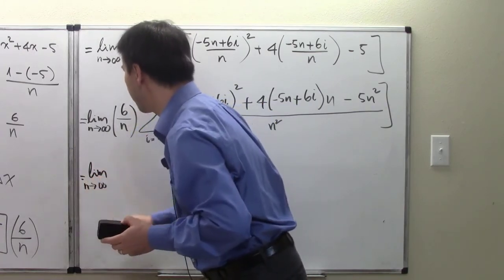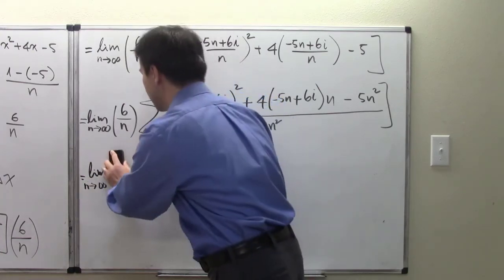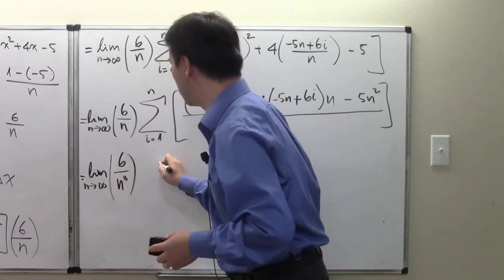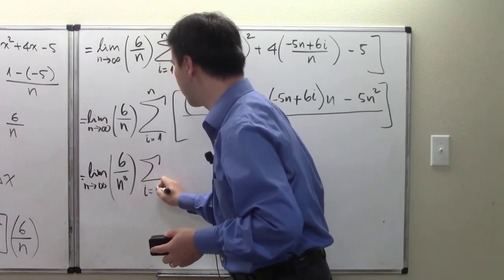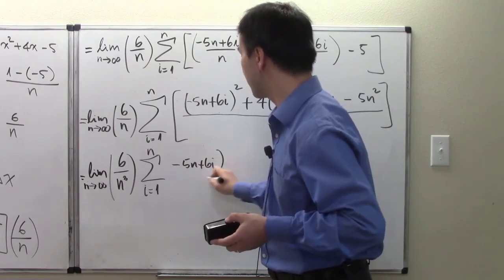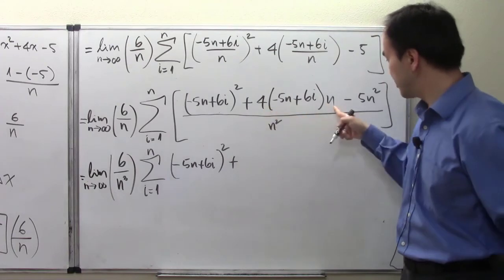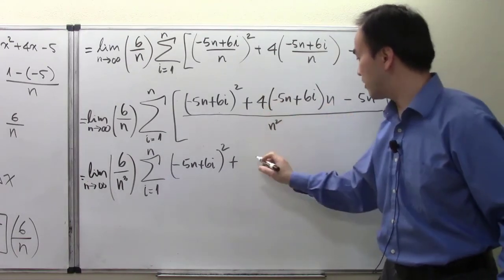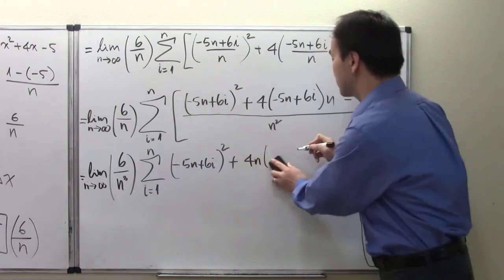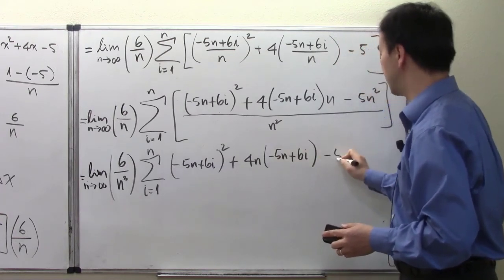And n approaching infinity. But now the common factor in front will be 6 over n cubed. And then we're going to multiply with the lengthy summation from 1 to n of the minus 5n plus 6i squared, and then plus, and now I have my right to put the n here together with the 4 in front. So 4n times minus 5n plus 6i, minus 5n squared.